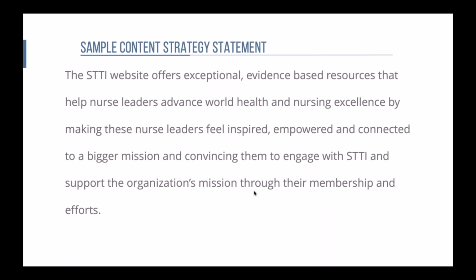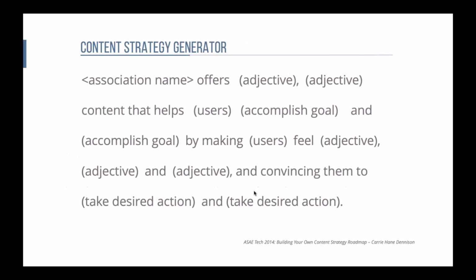A good tool as you go forward is to build a content strategy statement, similar to what we talked about with the website mission statement. What kind of content? What does the content do? How does it make people feel? This is one that I did with the Sigma Theta Tau International, the Nursing Honor Society. And how does it ultimately help the organization? Good news for you, here's your Mad Libs generator as we do that.